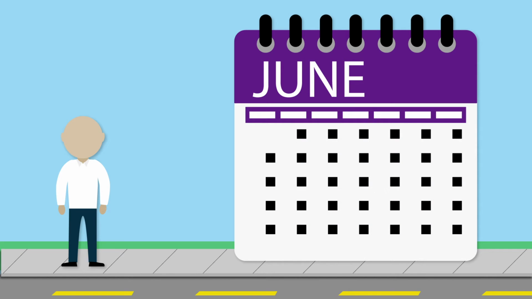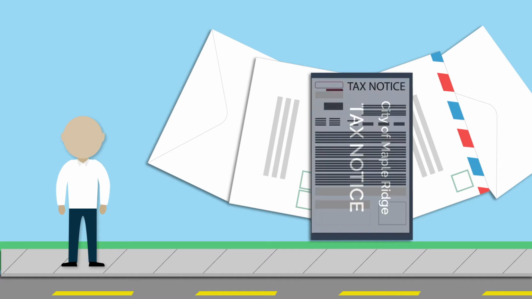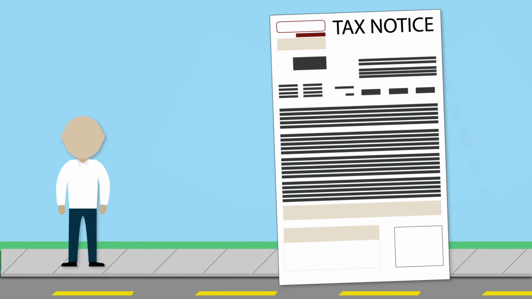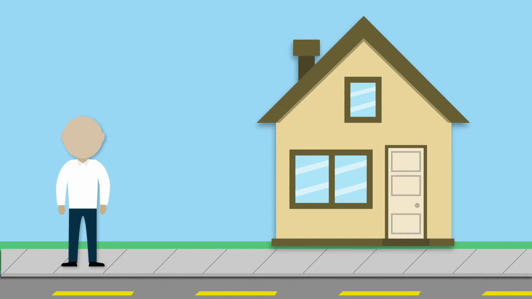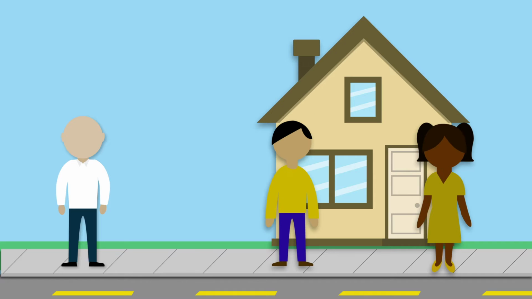Each year, at the beginning of June, the city mails out a tax notice to all property owners in the city. I want to help you understand all of the items that are part of this notice. Let's take a look at a typical single-family home in Maple Ridge owned by the Doe family.